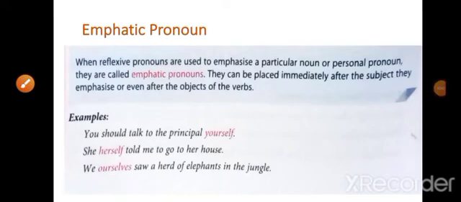Emphatic pronoun. When reflexive pronouns are used to emphasize a particular noun or personal pronoun, they are called emphatic pronouns. They can be placed immediately after the subject they emphasize or even after the objects of the verbs. Examples: you should talk to the principal yourself. She herself told me to go to her house. We ourselves saw a herd of elephants in the jungle. Here, yourself, herself, ourselves are the emphatic pronouns.